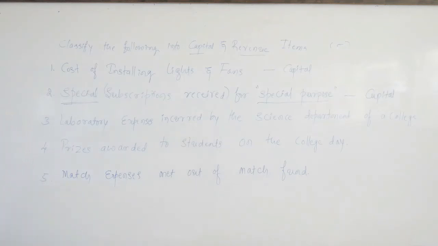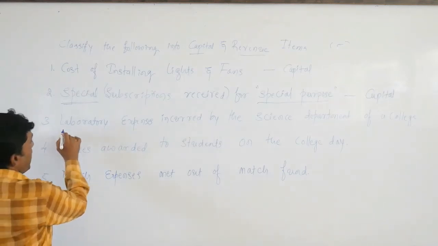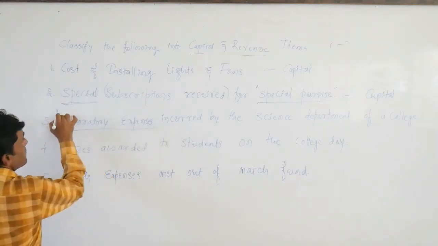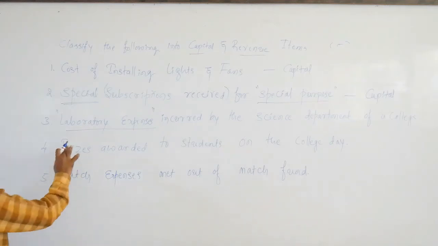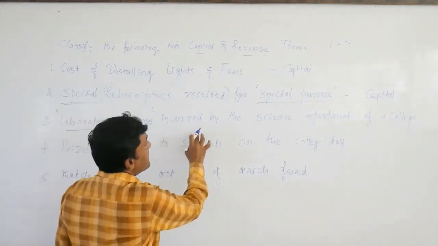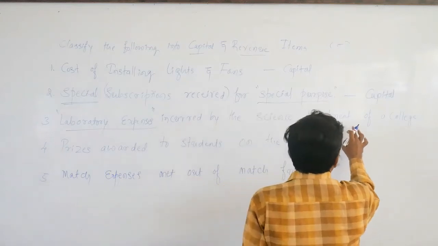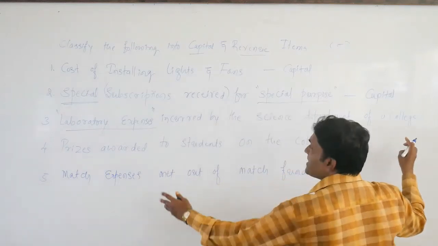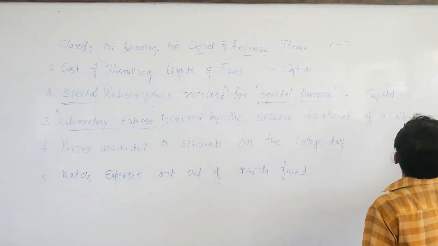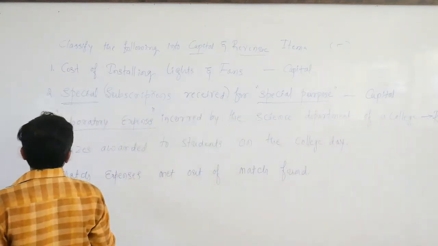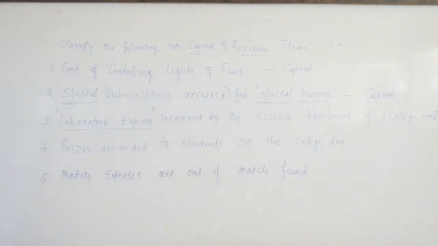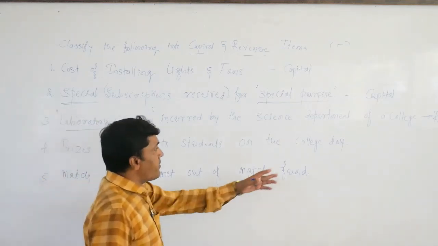Okay, next, the third example, laboratory expenses. These kinds of expenses are very much related to a science college. Laboratory expenses incurred by the science department of a college are revenue expenses. Why? Because it is very essential and recurring in nature. Laboratory expenses are needed periodically, so they are to be treated as revenue expenditure.